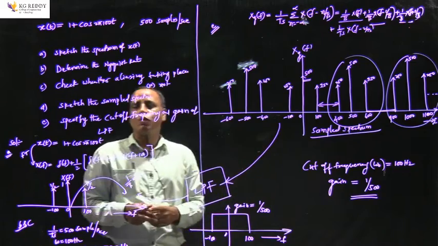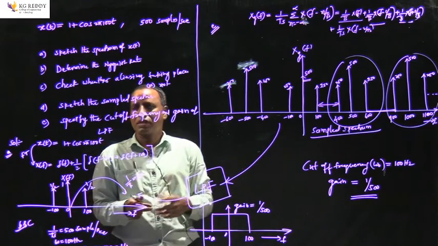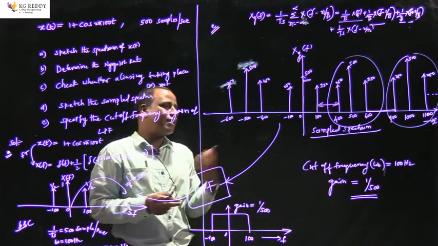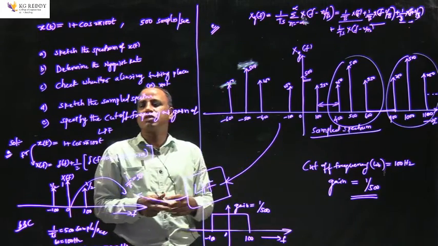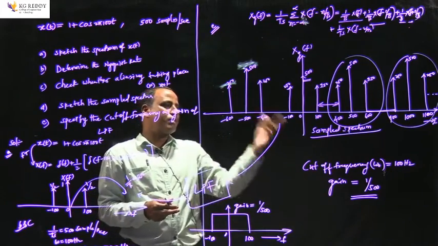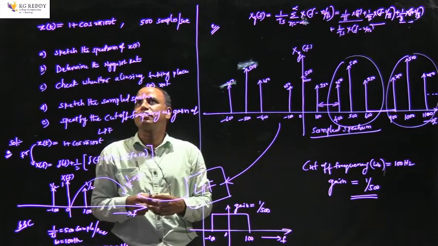So this is the way a sampling theorem can be defined, what exactly is meant by sampling, what the different sampling rates are, and how to sketch the spectrum before sampling and after sampling with a simple example and a simple problem.